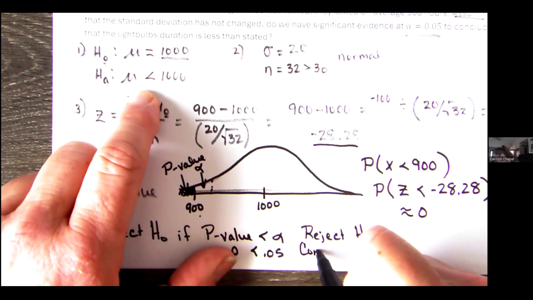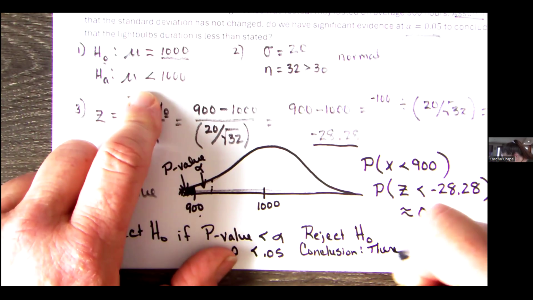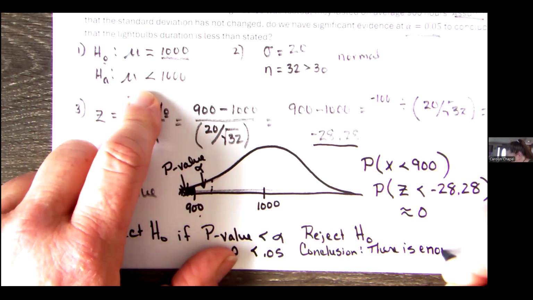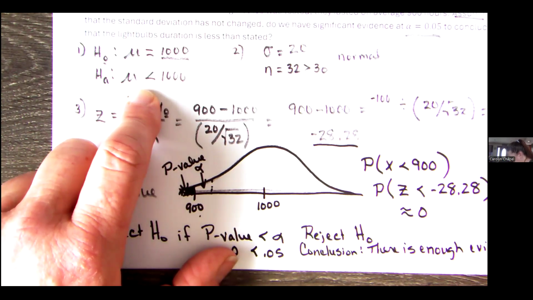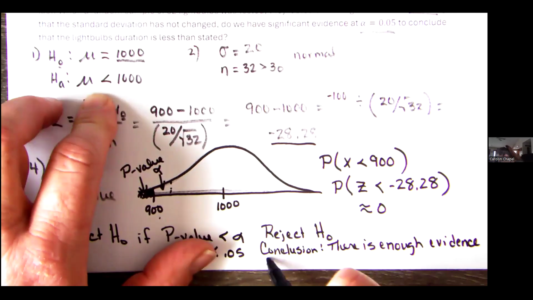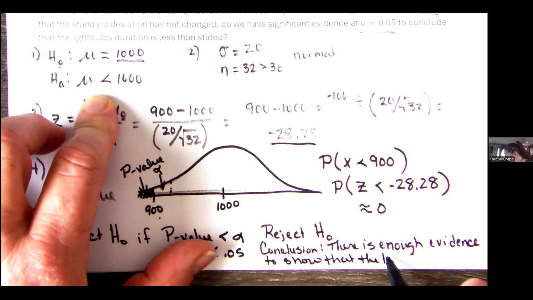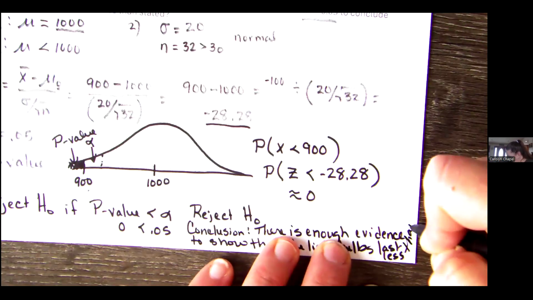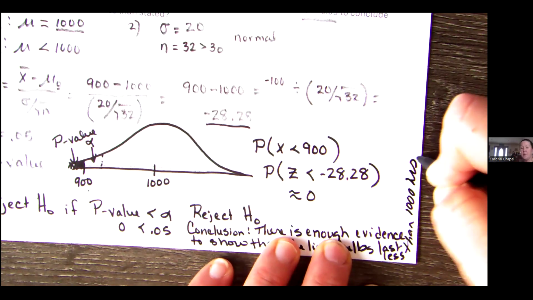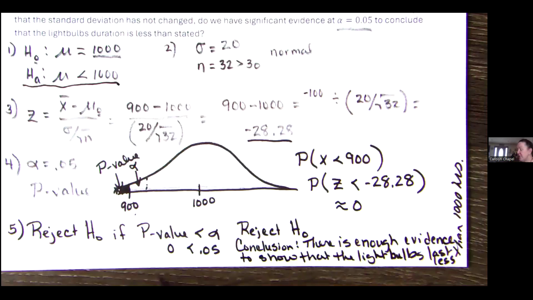So our conclusion, and I'm going to run out of room on this piece of paper, is there is enough evidence, or some people like to use the word significant instead of enough, to show that the light bulbs last less than 1,000 hours.